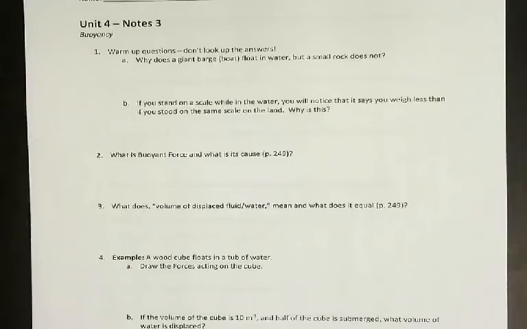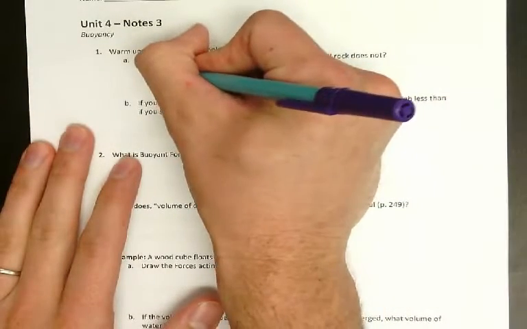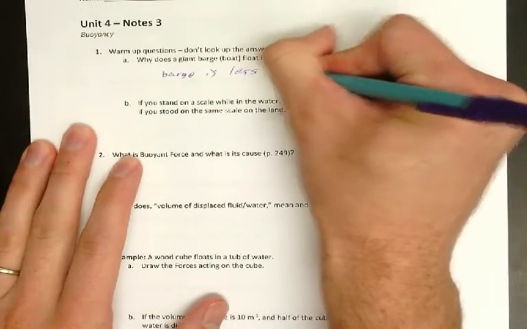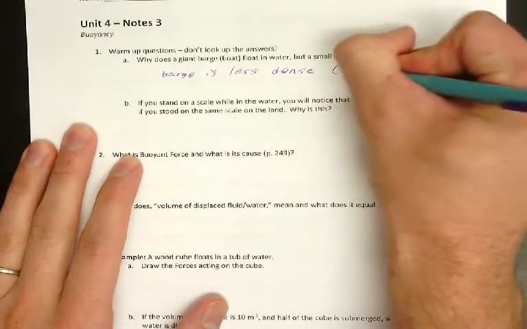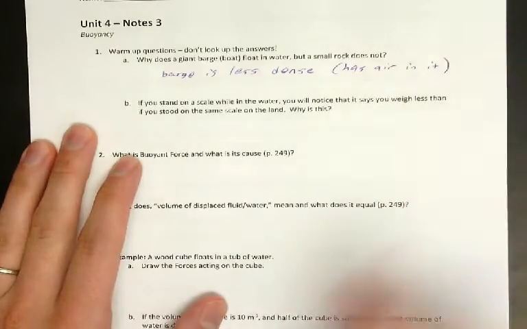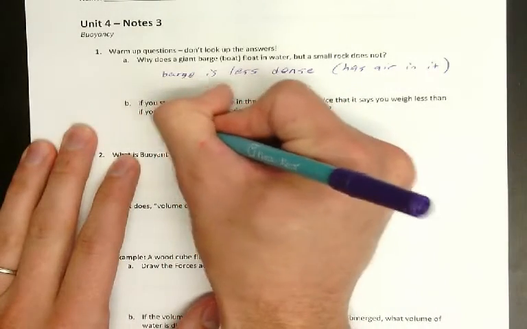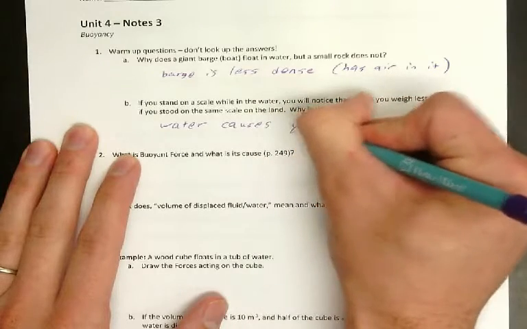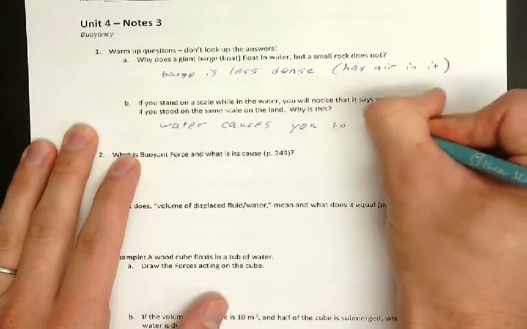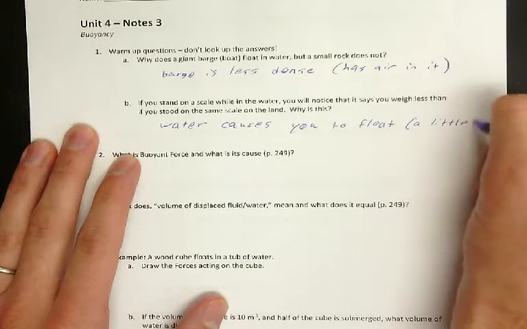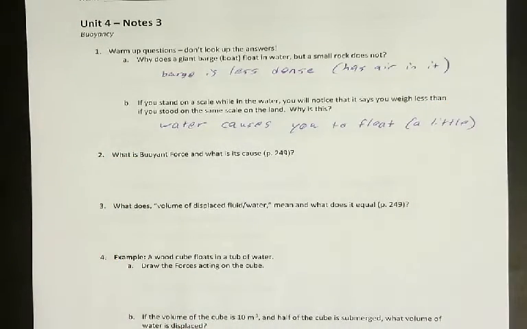Why does the giant barge float but the rock doesn't? So the barge is less dense, has air in it. And we said that the water causes you to float a little. Not necessarily all the way float on the surface. You can still stand in water, but it's always going to be making you float a little bit.